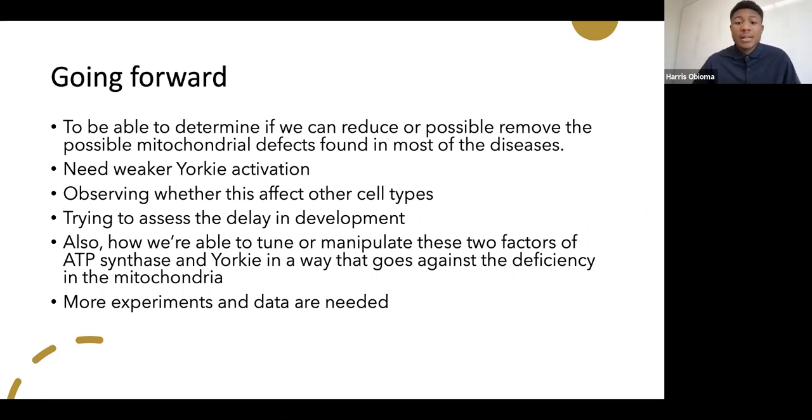And we need to assess the delay in development, because with bellwether there's sometimes a developmental delay in the larvae that come out of the specific genotype. But also how we're able to tune or manipulate these two factors, the ATP synthase and the Yorkie, in a way that goes against the deficiency in the mitochondria. And more experiments and data are needed.